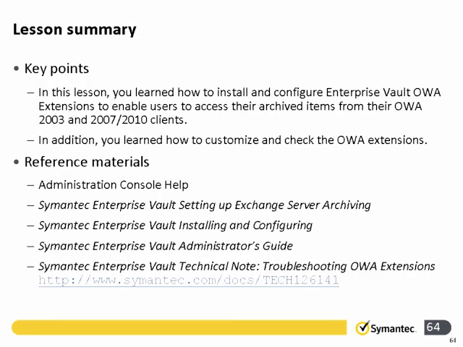In this particular lesson, we looked at how to install and configure the Enterprise Vault Outlook Web Access extensions to enable users to access their archived items from both Outlook Web Access 2003, Outlook Web Access 2007, and the Outlook Web App 2010. In addition, we learned how to customize and check the Outlook Web Access extensions. Our reference materials include the Administration Console Help, as well as the Setting up Exchange Server Archiving, the Installing and Configuring guide, the Administrator's Guide, and then we also have the reference to the tech note for the Enterprise Vault Outlook Web Access Resource Tool. And this brings us to the end of Lesson 8.